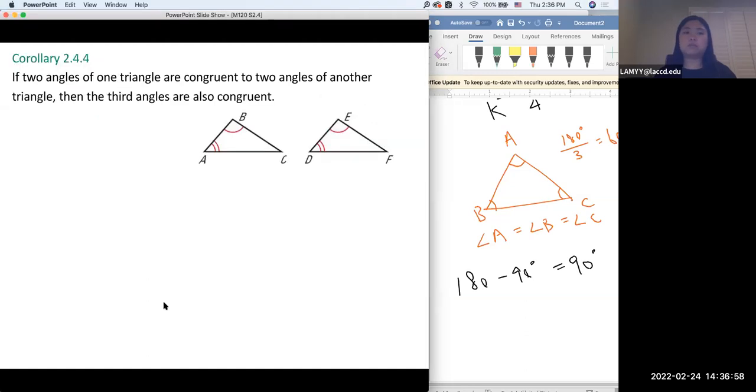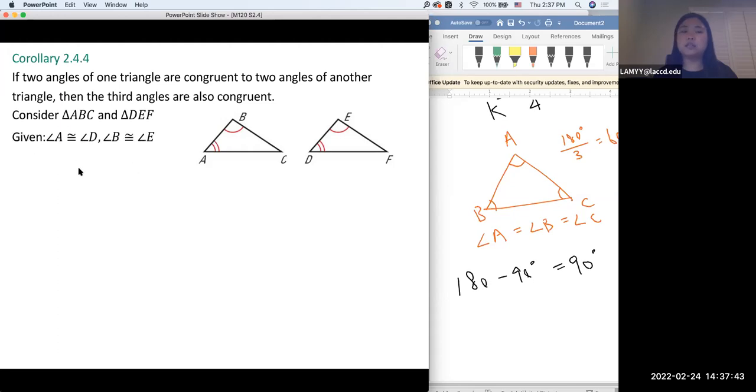Okay, next one. If 2 angles of one triangle are congruent to 2 angles of another triangle, then the third angles are also congruent. So this means I have these 2 triangles, ABC and DEF, and look at the picture. Angle B will be congruent to angle E, and angle A will be congruent to angle D. If that is the case, then the third angle, angle C, will be congruent to angle F as well. So this is going to be another corollary.